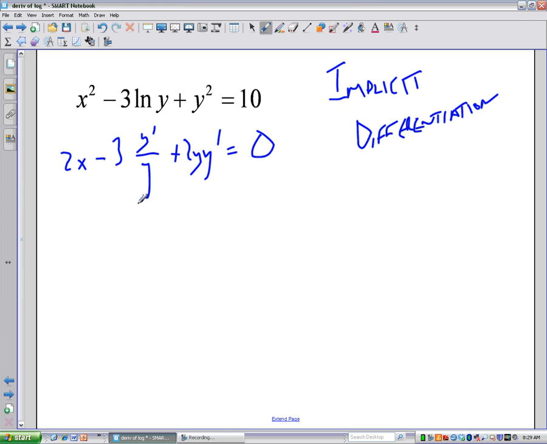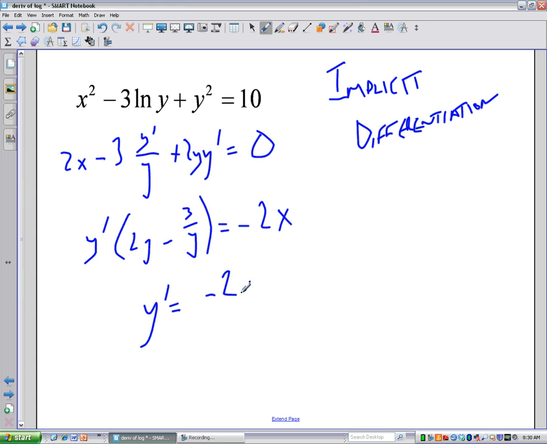Remember our mission on these is to get the y primed by itself so we can figure out what y primed is. So let's see, what's this going to turn out to be? I'm going to do this in a fast sort of swoop. 2y minus 3 over y equals negative 2x. Slow it down, pause if you need to. Work through that. Ask the question if you need to.